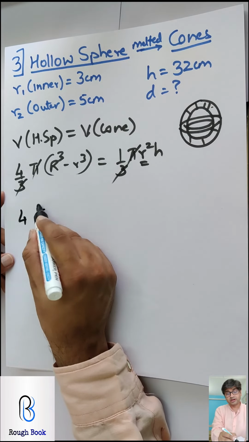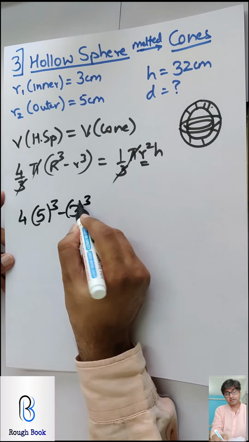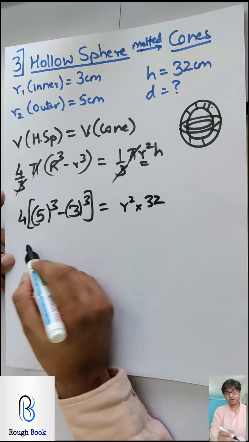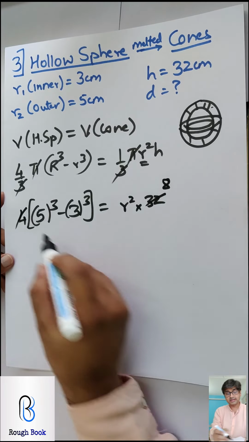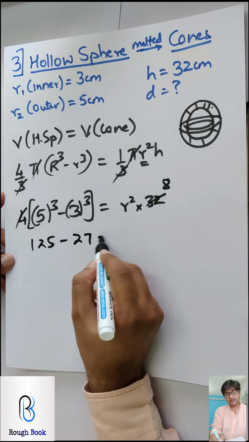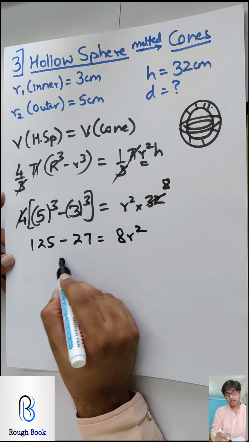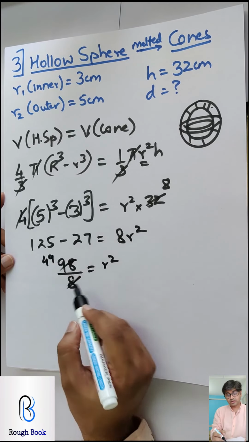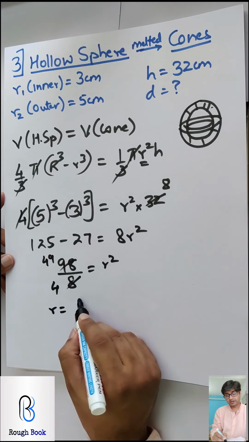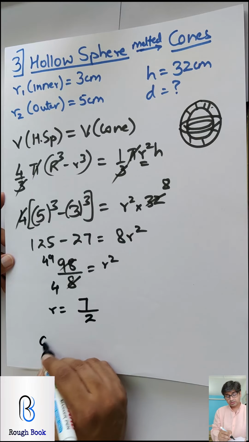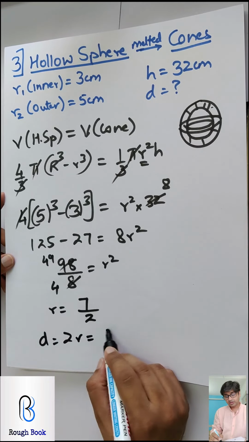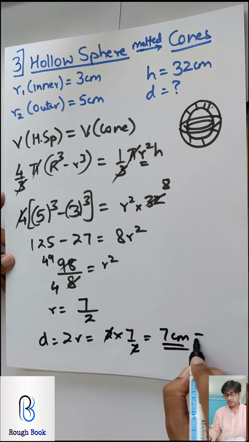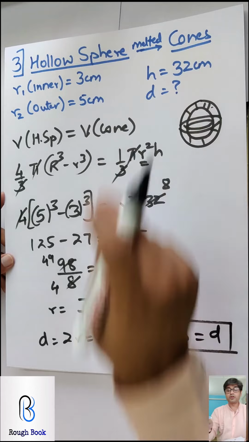So 4, outer is 5 cube and inner is 3 cube in a bracket, and here r we do not know, whereas h is 32. So I can cancel this: 4 into 125 minus 27 equals 8 r square. So I will get 98 upon 8 as r square, which is 49 upon 4. Root of 49 is 7, root of 4 is 2. So the diameter is double the radius. Double of 7/2 is 7 centimeters. So we managed to get the diameter that was asked.